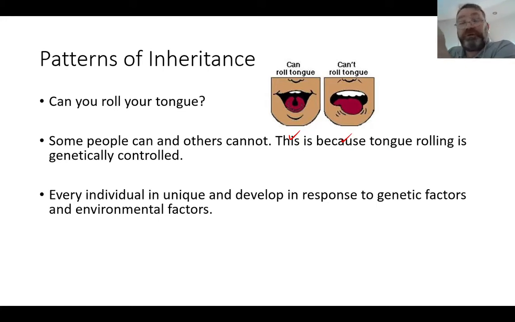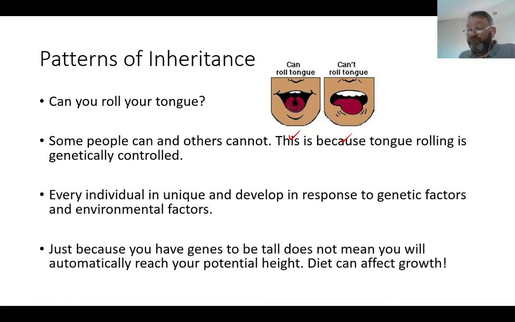So you need to watch after a healthy diet. We did that last year. You need to make sure you have a healthy diet. You need to make sure you've got a good hygiene regime, okay? Because these are things that do impact on the development of the body. So there's a lot going on for development of a human person. Just because, as we said already, you have genes to be tall does not mean you will automatically reach your potential height. Diet can affect your growth.